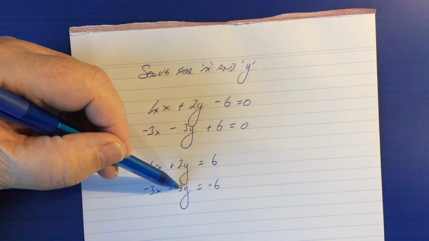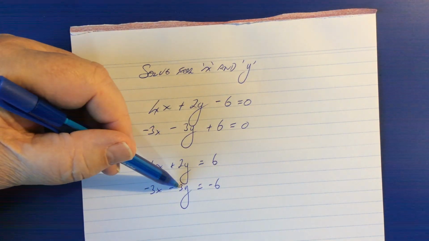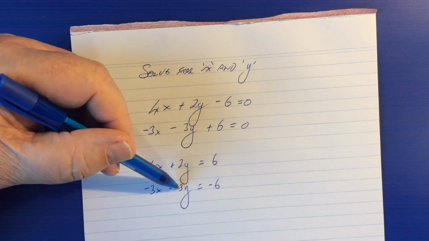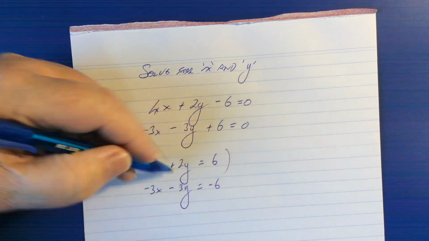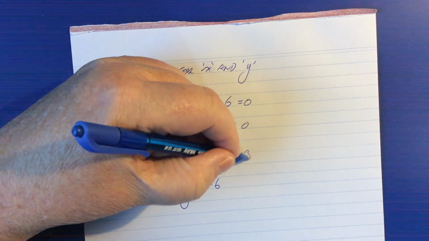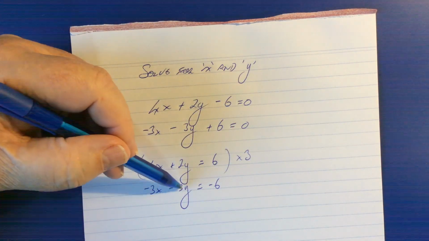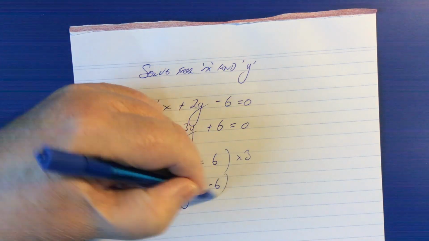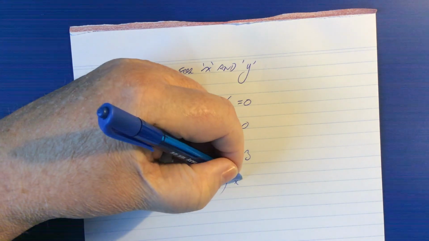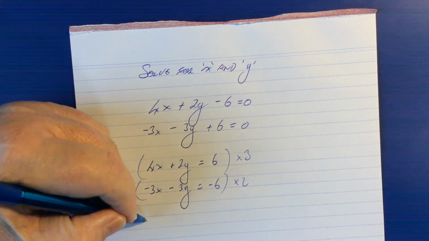You simply multiply the top equation by this number, 3, not negative 3, you don't have to bother with that, just by 3. And you multiply the bottom equation by this number, 2. So let's go to work.